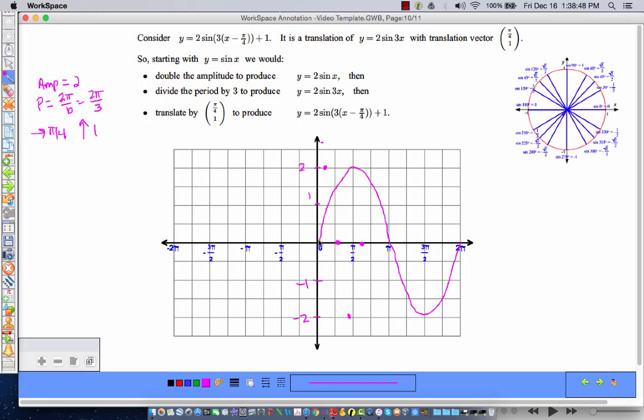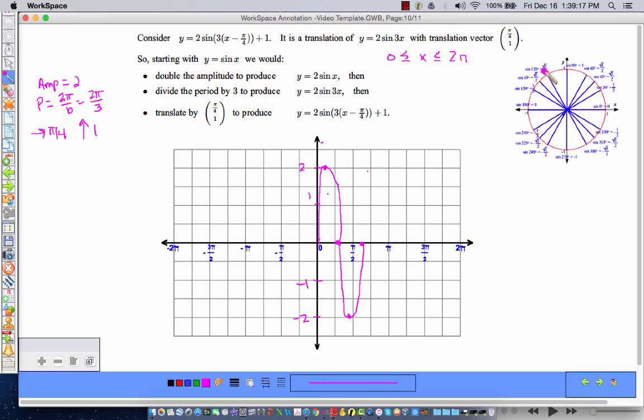So now we have a situation where we have one period looking like that, okay? And I'm going to get rid of the original sine curve, 2 sine x, now, because it's just in the way and things are going to get dicey here, okay? But I need to sketch this. They didn't say it, but we're going to sketch it from 0 to 2 pi, okay?